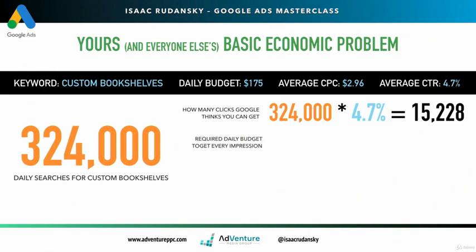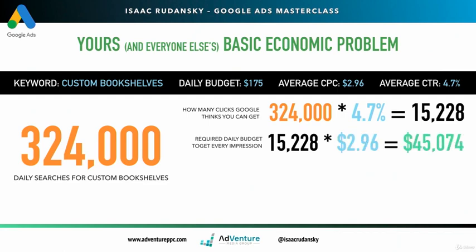What would be the required daily budget to get every single one of those clicks, right? You take 15,228 multiplied by our average CPC of $2.96, and that gives you $45,074 you would need in order to get, it's pretty incredible, every single one of the available clicks on Google over the course of one day, in our example. And these are not crazy numbers. I wouldn't be surprised if this is not far off. I would need to spend $45,000 on Google, all right?